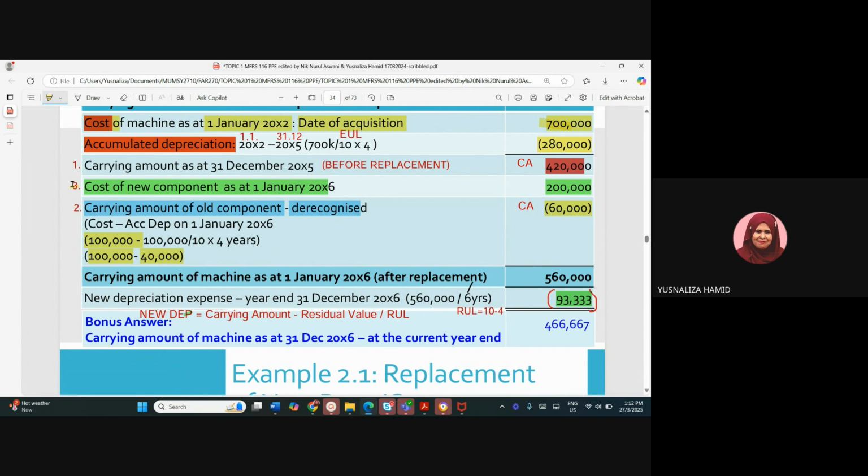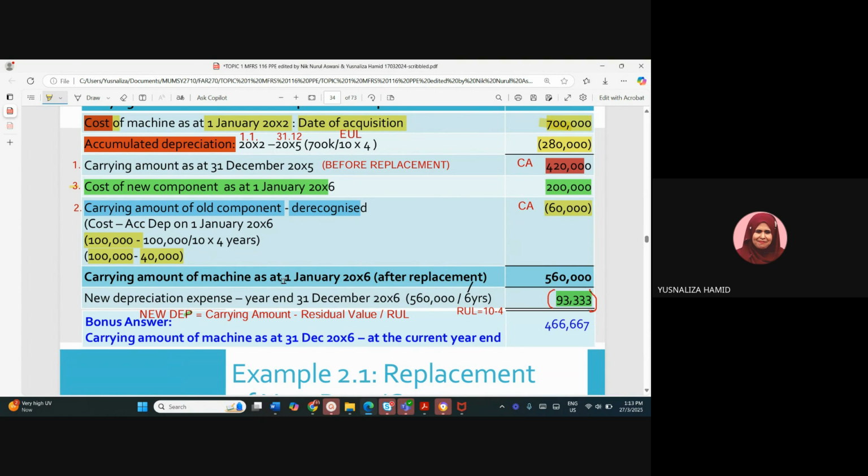So step three is to include the new component. The new component that you just purchased costs you 200,000. That initial cost is added here. When you have done the addition and subtraction, you will get 560,000. That 560,000 is the carrying amount of the machine immediately after replacement.